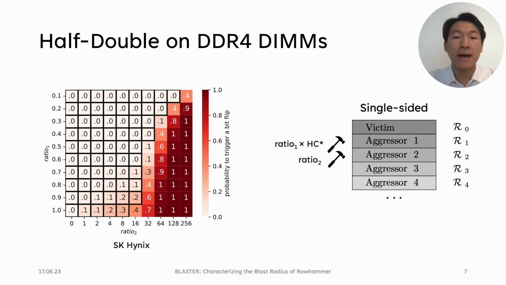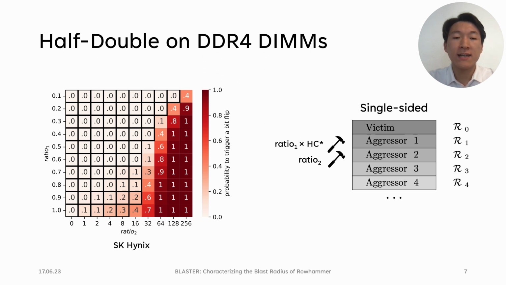To understand the impact of these activations, we created a heat map that displays the probability of triggering a bit flip, while varying ratio1 and ratio2. The heat map's darkness represents the probability, with darker shades indicating higher probabilities. The x-axis represents the variation in ratio2, while the y-axis represents the variation in ratio1. The boxed values show patterns that take less than 64 milliseconds, respecting the standard refresh window.